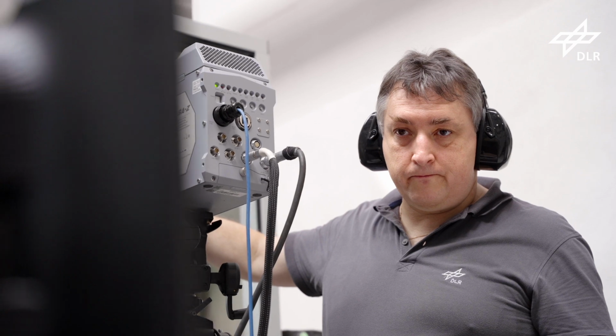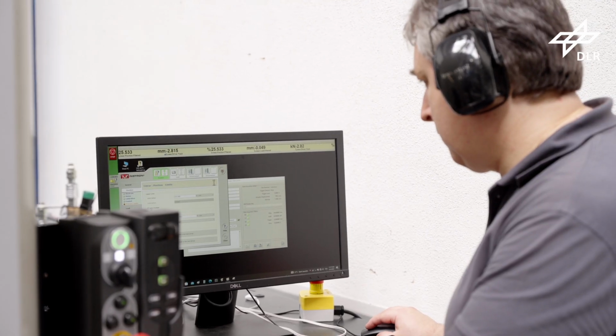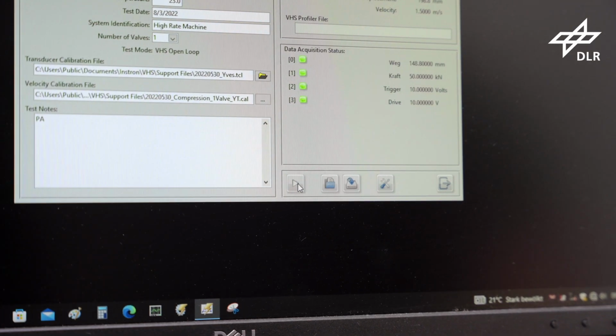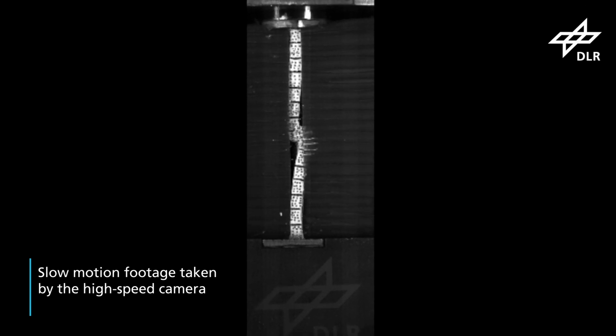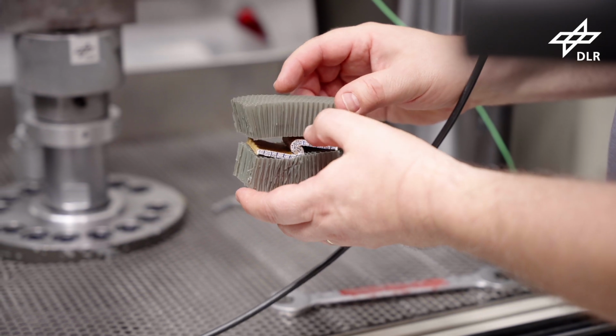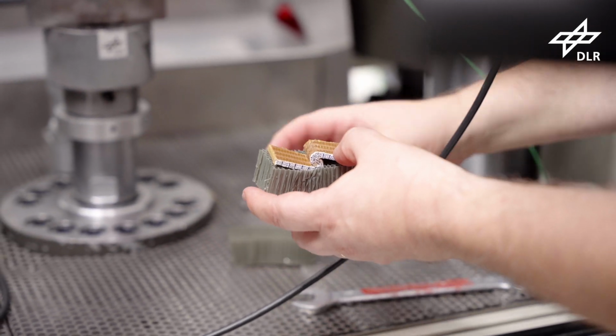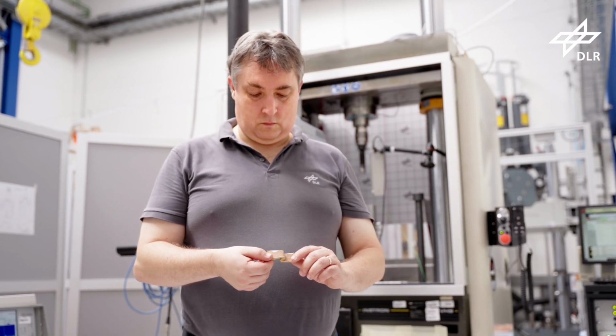The high-speed testing machines can achieve a maximum velocity of 20 meters per second and test forces of up to 100 kilonewtons. The piston travel is 150 millimeters in each direction. Detailed measuring systems for strain and force measurements, as well as Fotron SAZ high-speed cameras, are used for data acquisition. The cameras are able to record up to 2.1 million images per second.